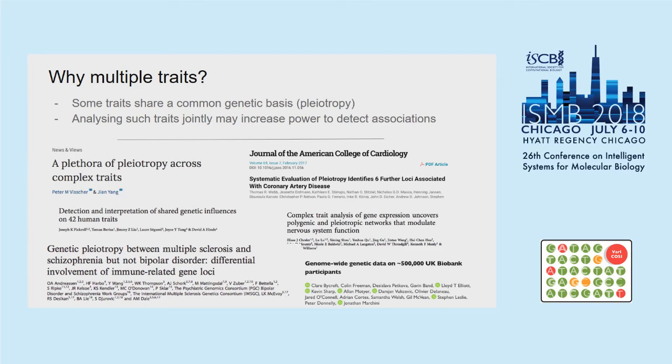A lot of recent work has shown that pleiotropy is actually extremely widespread in the human genome and includes traits which may or may not be so obviously genetically related. For example, it's been shown that there's pleiotropy between multiple sclerosis and schizophrenia, but not bipolar disorder. The intuition here is that analyzing traits which share genetic basis together may increase power to detect variants associated with such traits.